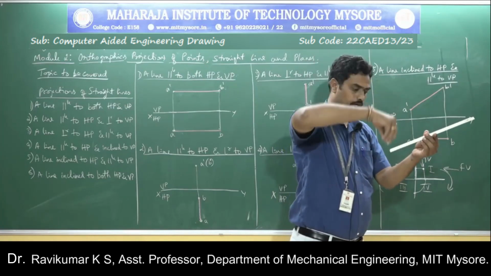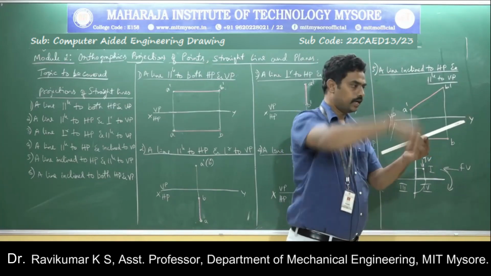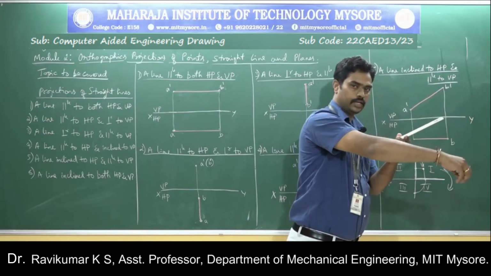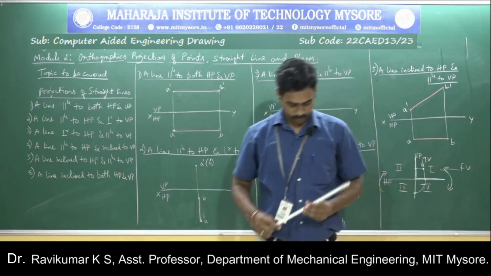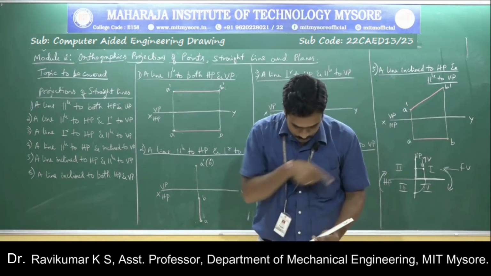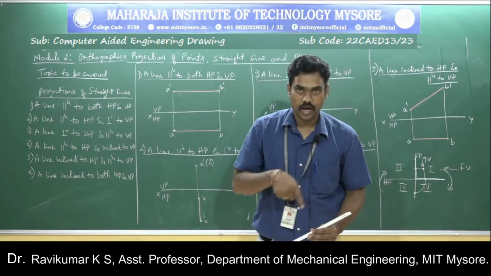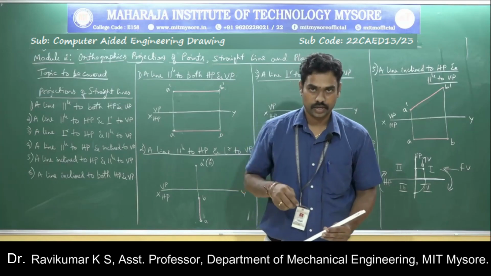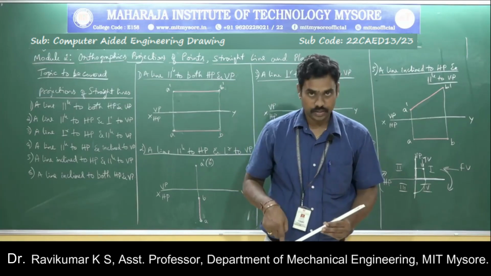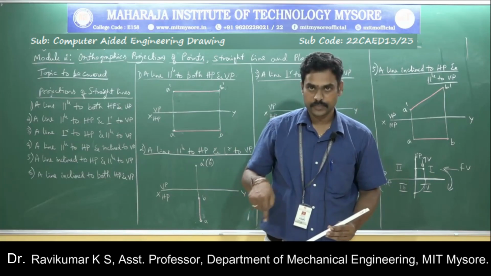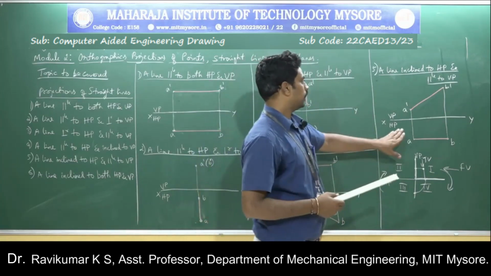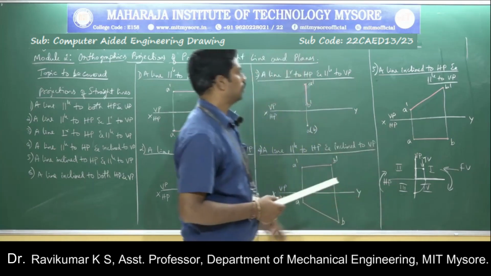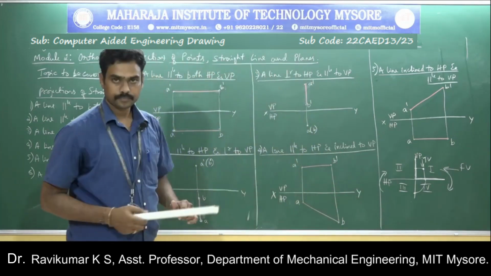Similarly, for the top view, try to project this point onto the horizontal plane and this point onto the horizontal plane, and if you join it, it appears parallel. So if you look at it in this view, it appears as a straight line. Maybe this is nearer and this is far, but it appears straight in the top view. So this is the fifth condition.